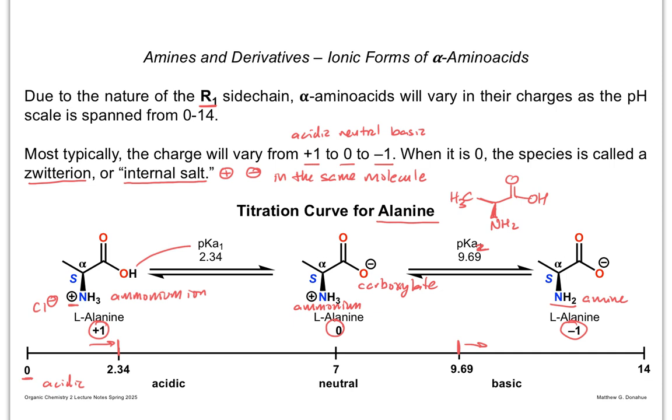So we can do this for all of the 20 proteinogenic amino acids, and really what changes is the number for the pKa1 and pKa2, and then depending on the side chain, if it's acidic or basic, we can have another pKa value in there.